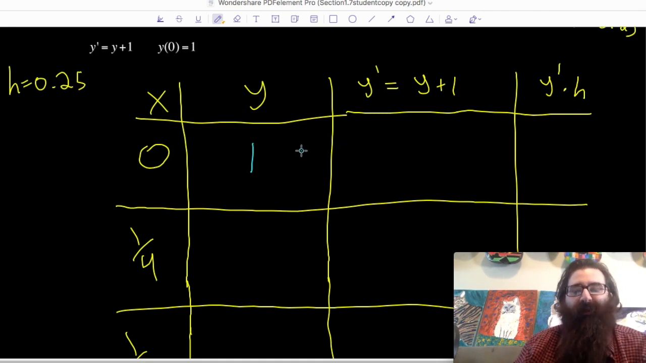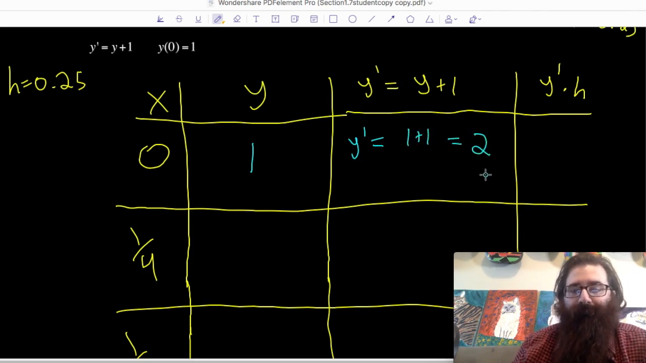Now what I do is I keep moving along this first row. I want to move into the next cell where here I'm going to evaluate y prime, and y prime is y plus 1. So we see it doesn't rely on x in this example. So then we get y prime is equal to the y value, which is 1. So I'm pulling the information from this row. So y plus 1 is going to be 1 plus 1, which gives me 2.